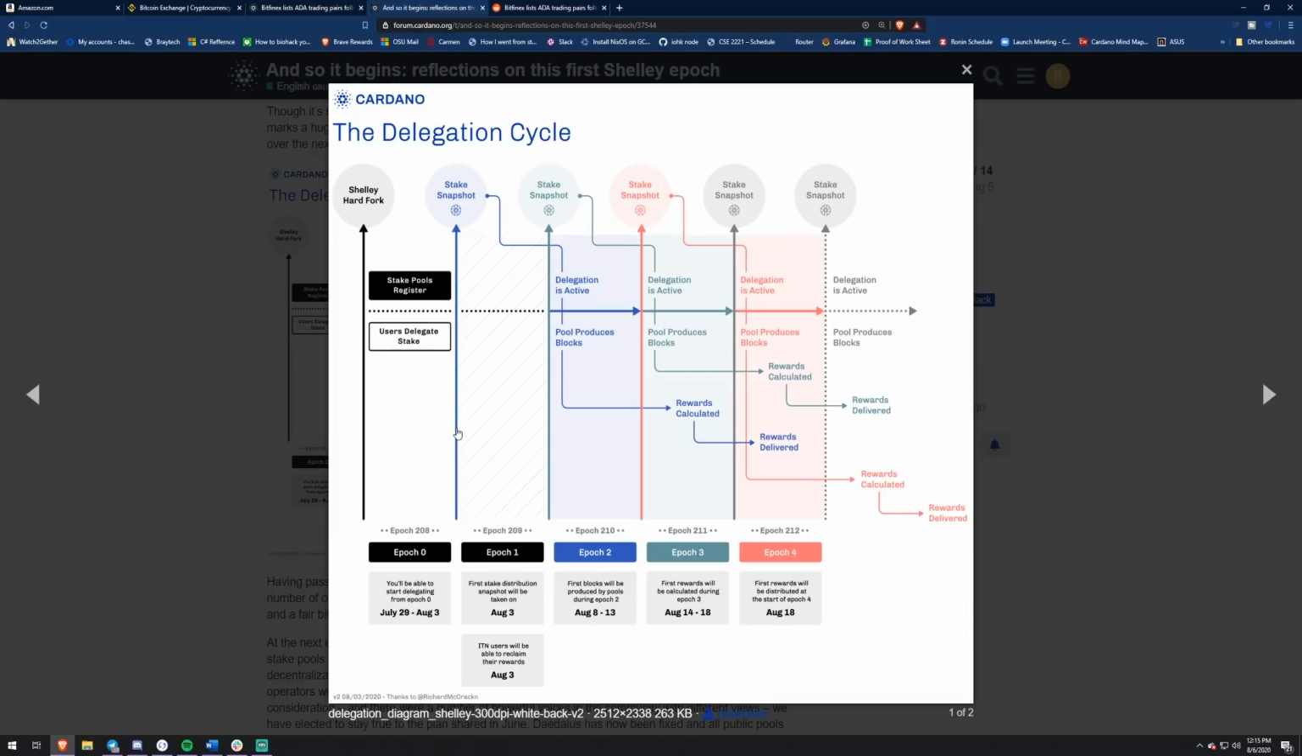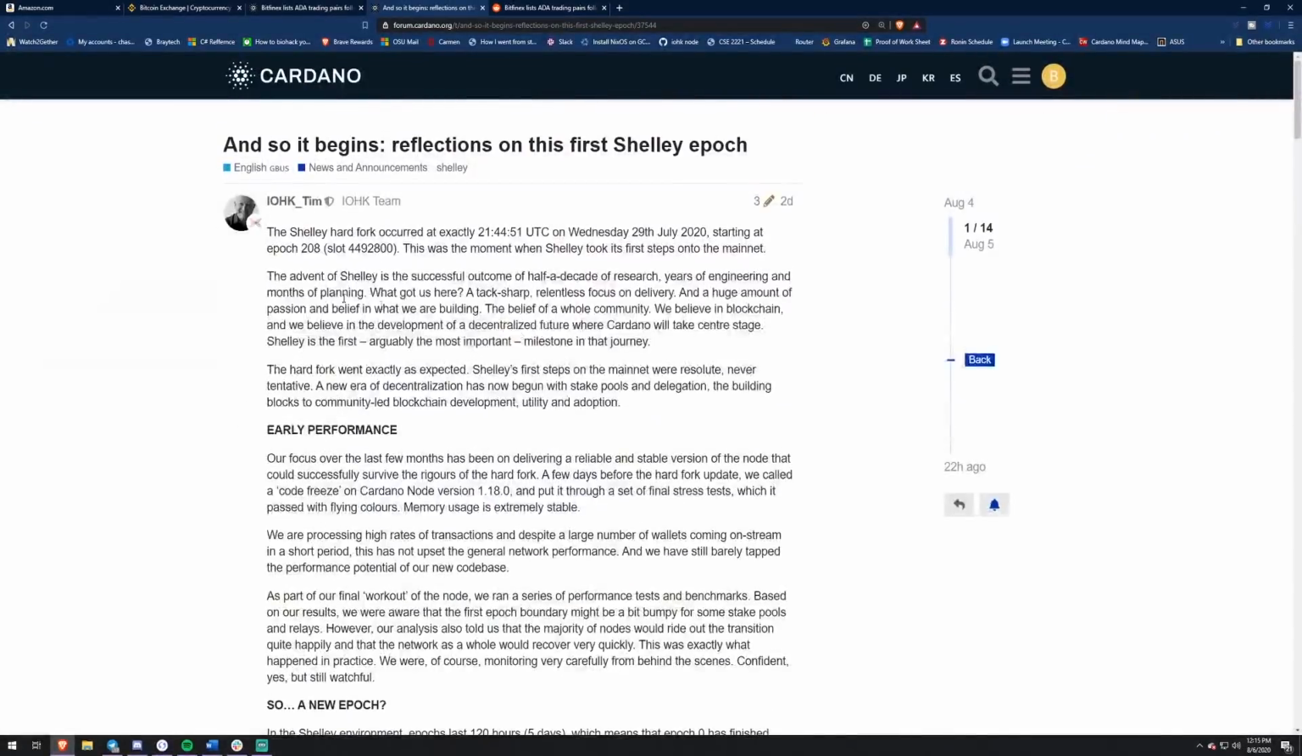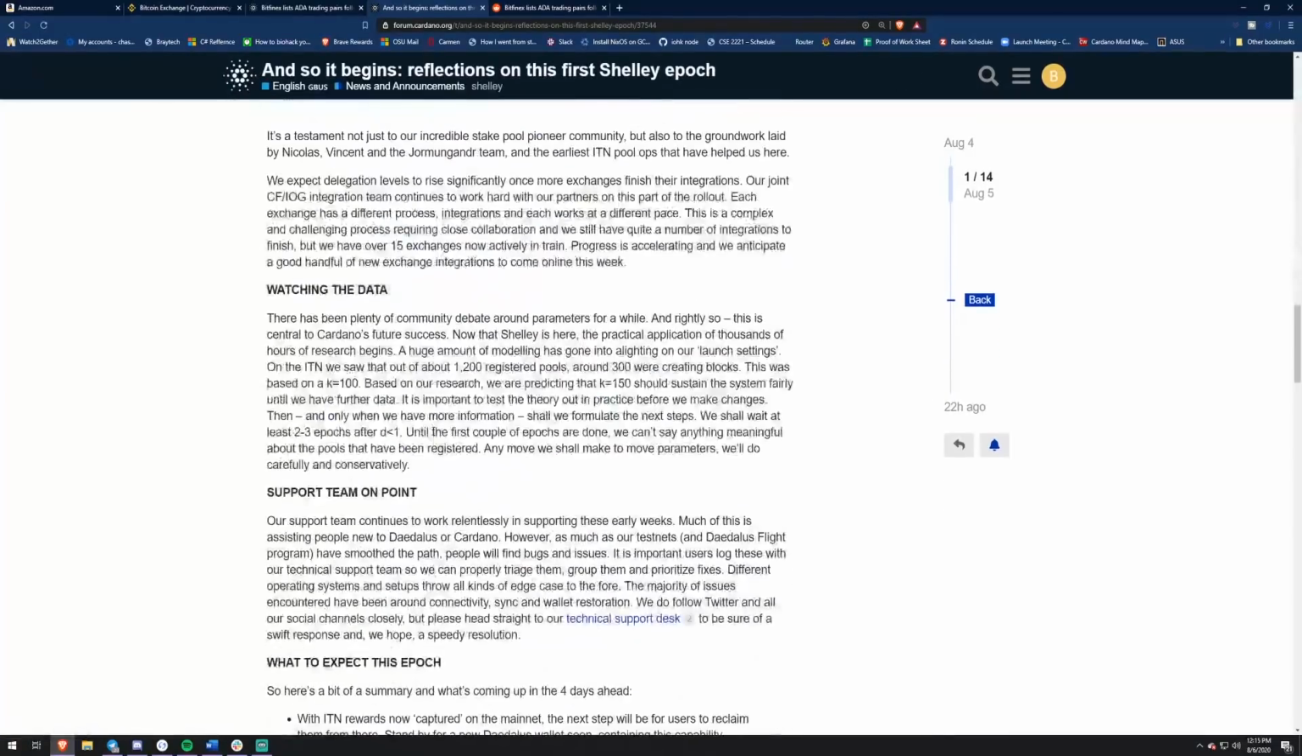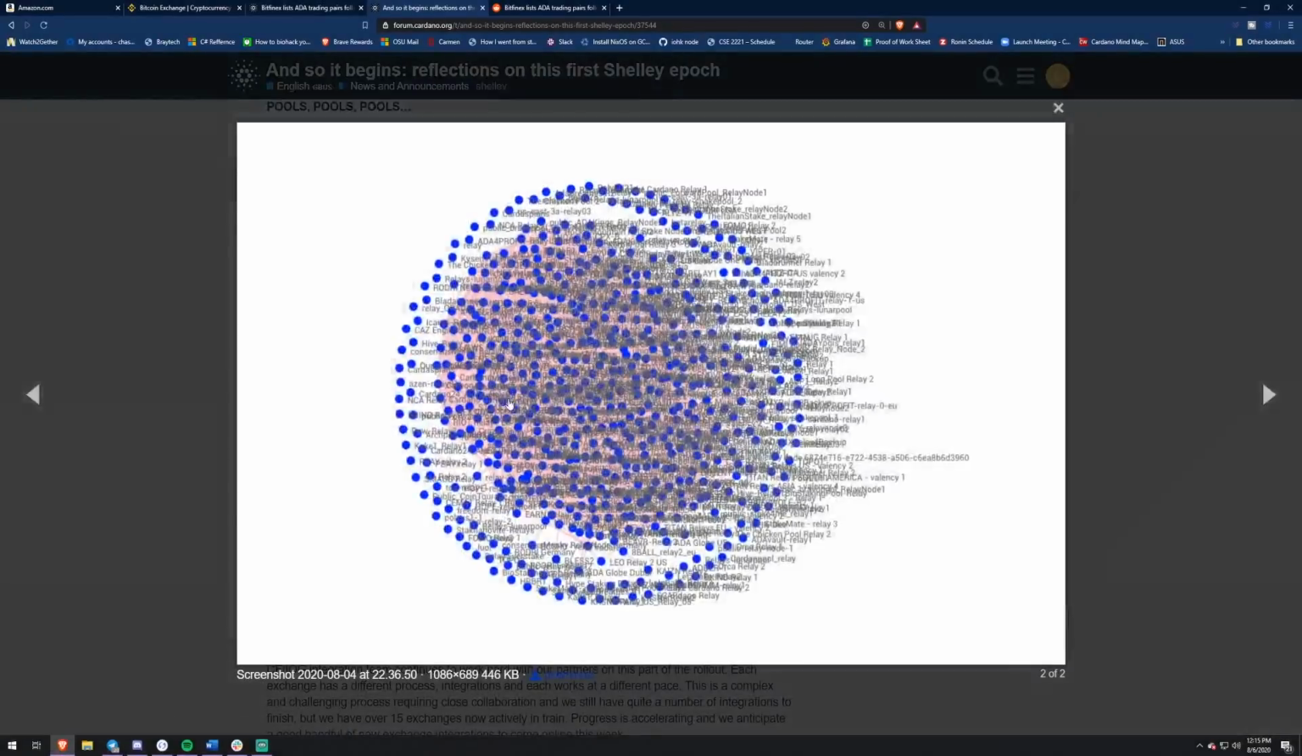But I heard Tim from IOHK say, and that's who wrote this article right here. I'll have the link to this article down below. It's awesome. It's just reflections on this first Shelley epoch. Like someone said down here, it's like technical poetry. I really do like his updates on the Cardano forum. Like, you can see all the pools here and some relays on the outside. But yeah, I really do love his post.